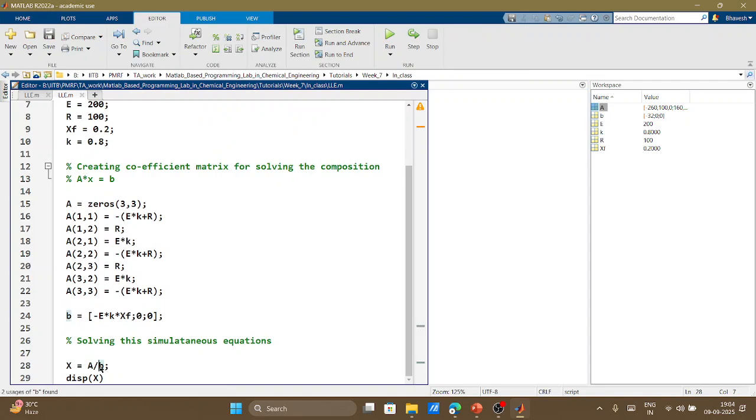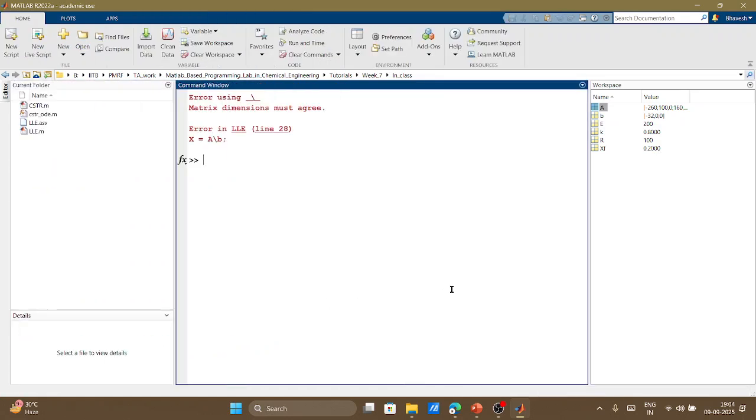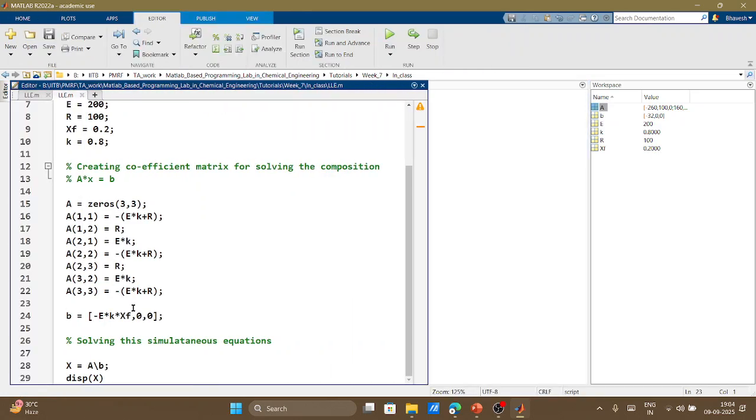Yeah, actually I was doing a wrong division here. Backslash operator I should use, right? And I will get an error because dimensions are not agreeing. So here B should be a column vector, right? Column vector, and then run it.